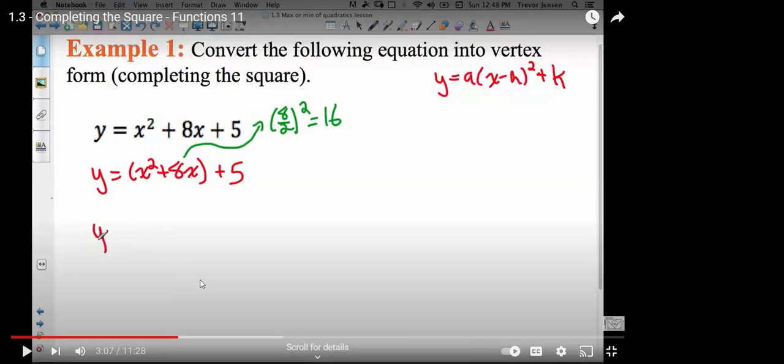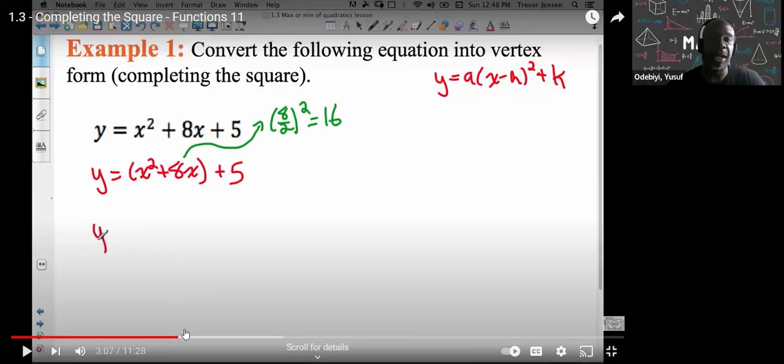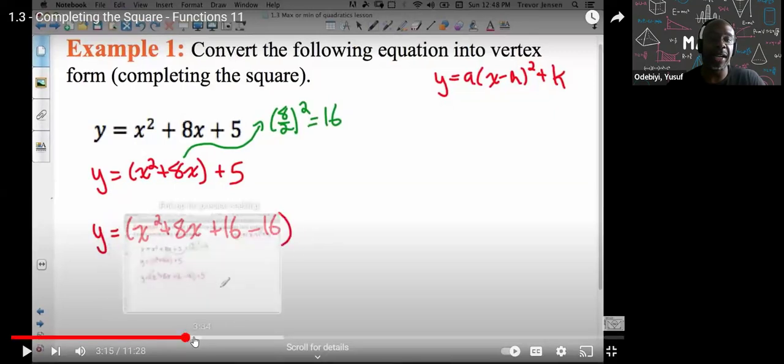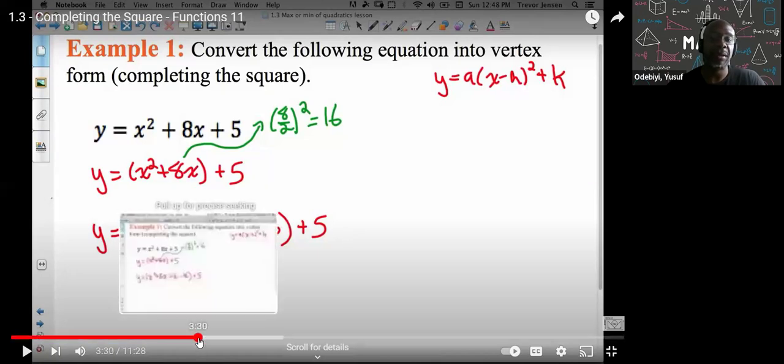So he's going to add 16 and subtract 16. There you go, right? And then you're going to continue with having the +5 outside. Okay. Now what you've got to do is take out the -16 and take it outside the bracket. And just keep inside here the 3 terms, okay?